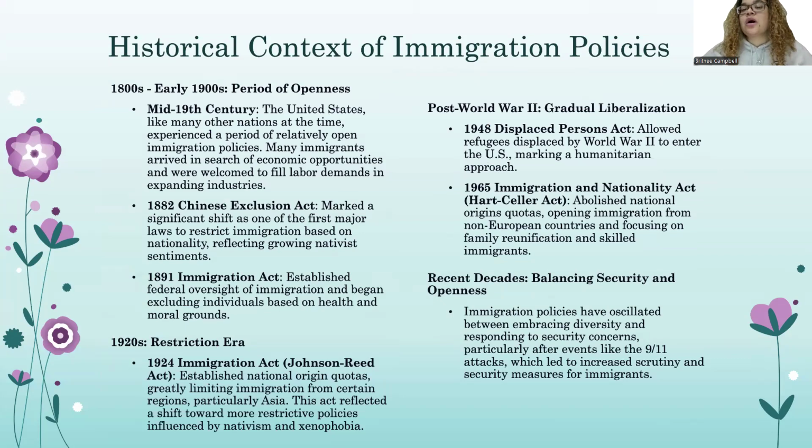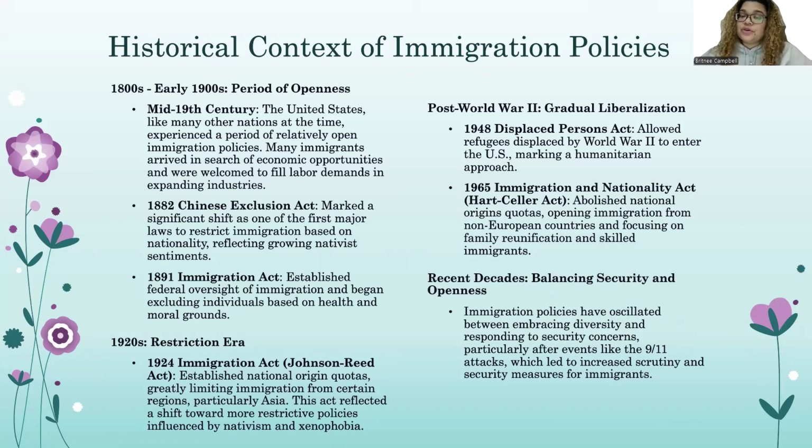So here's a little historical context of immigration policies. All this will be shared with you guys, so I'm not gonna go completely over everything. If you have more interest, the slides will be available to you. But basically, from the early 1800s to the early 1900s, this was actually considered a period of openness as far as immigration standards and policies. Then in the 1920s, you move to the restriction era, which brings us to 1924, which was the Immigration Act, the Johnson-Reed Act, which established national origin quotas. It greatly limited immigration from certain regions, particularly Asia. The act reflected a shift towards more restrictive policies influenced by nativism and xenophobia.